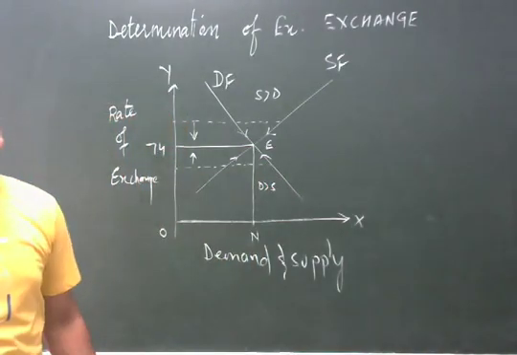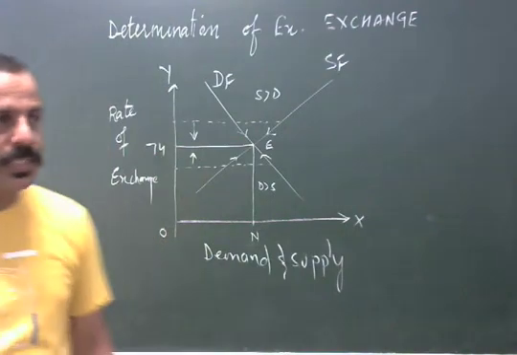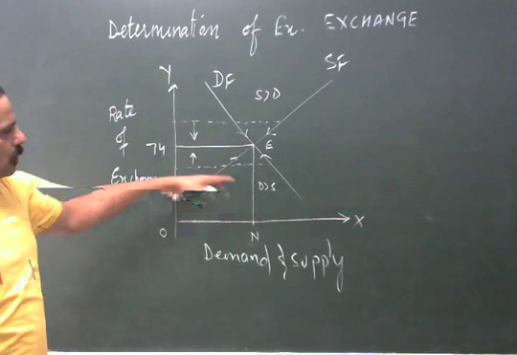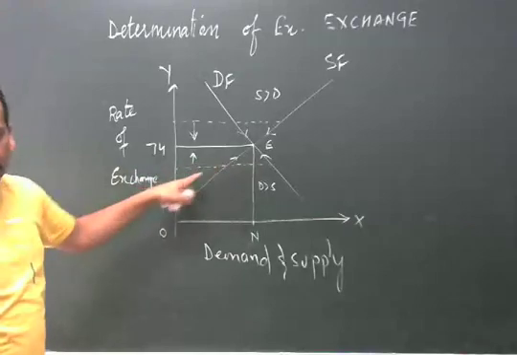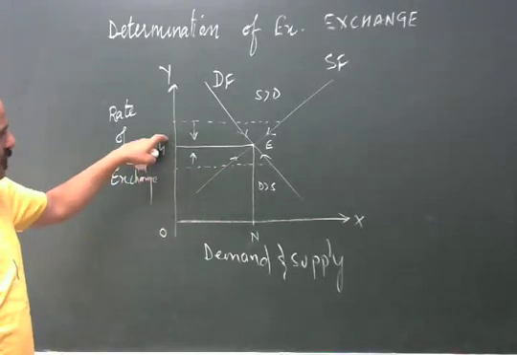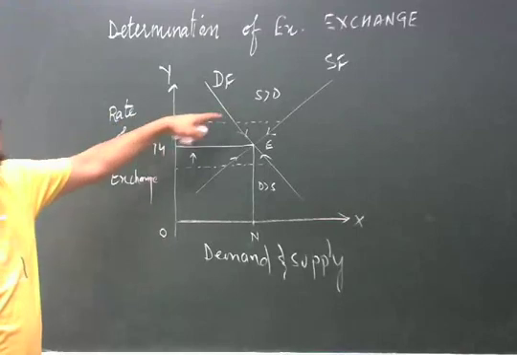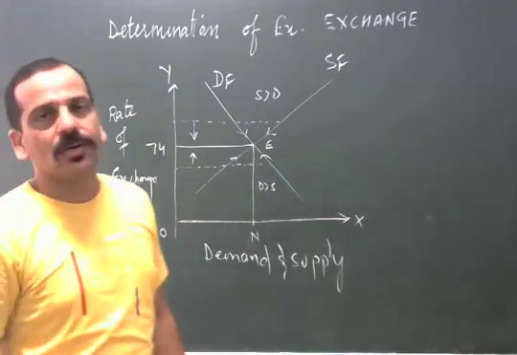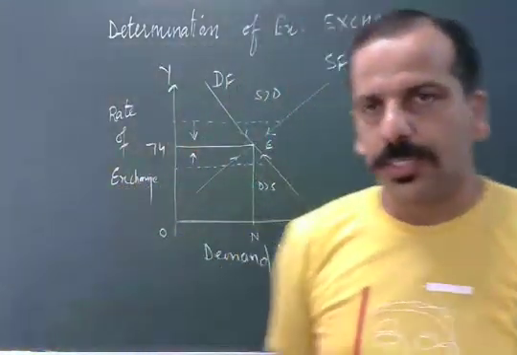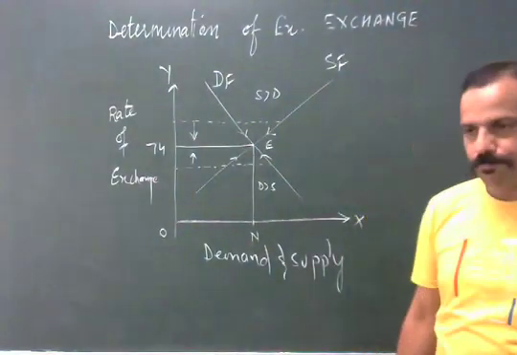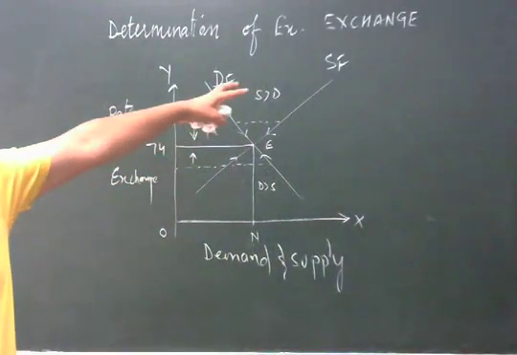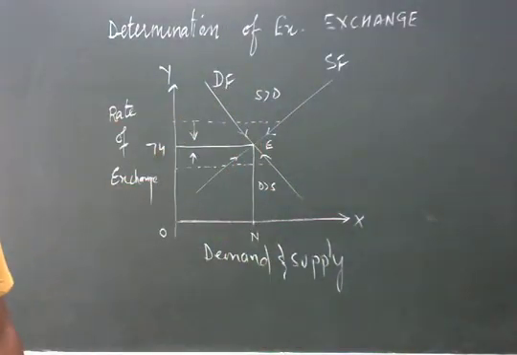This is what I taught in the last chapter, determination of equilibrium rate. No need to mention much, you can just draw two dotted lines when the exchange rate is below 74 or above 74. These two arrows will be enough to explain the behavior of market forces. So this is about the determination of foreign exchange rate.